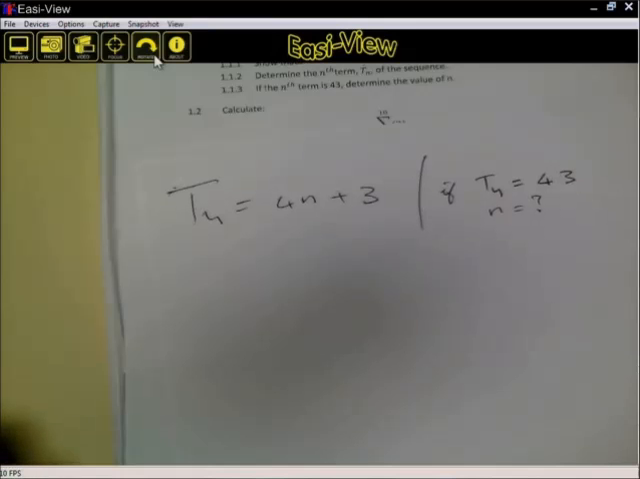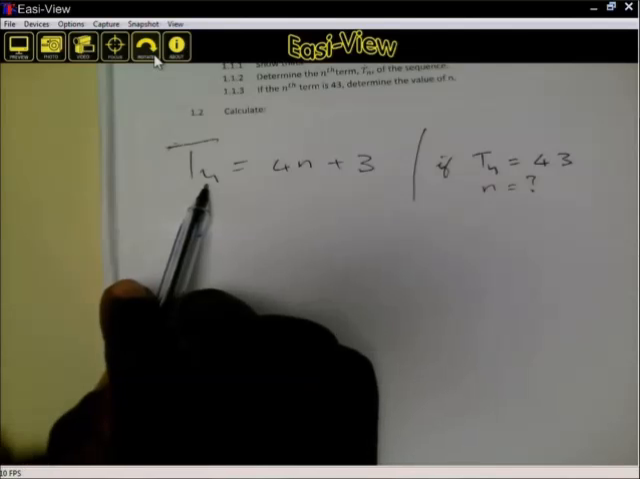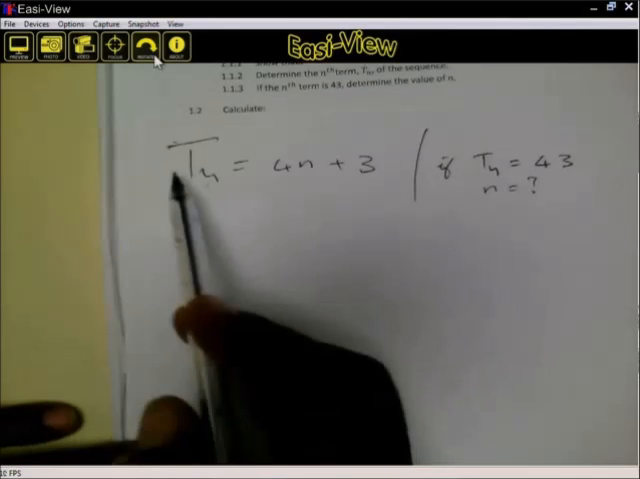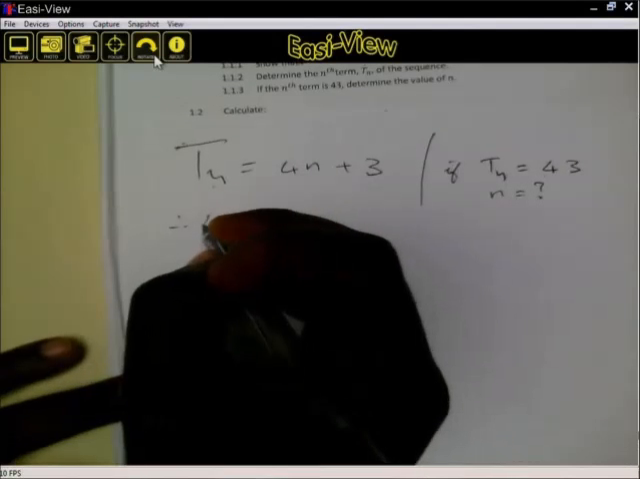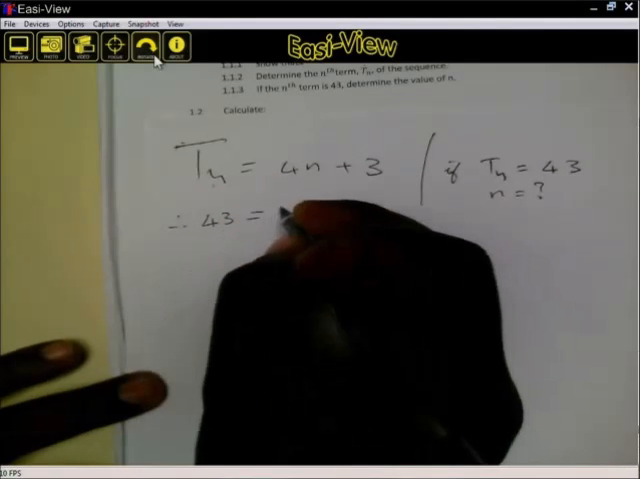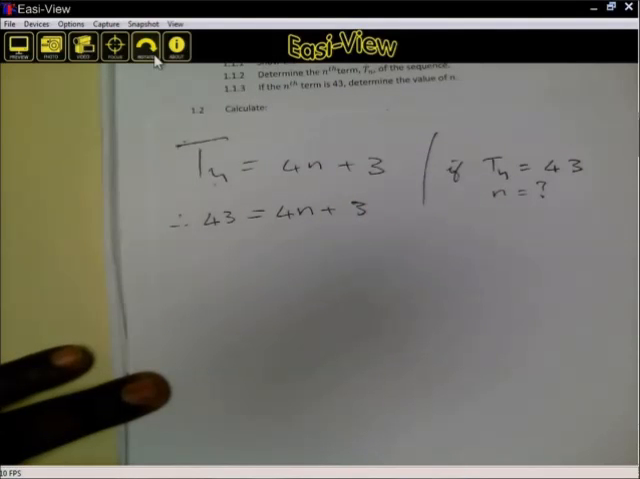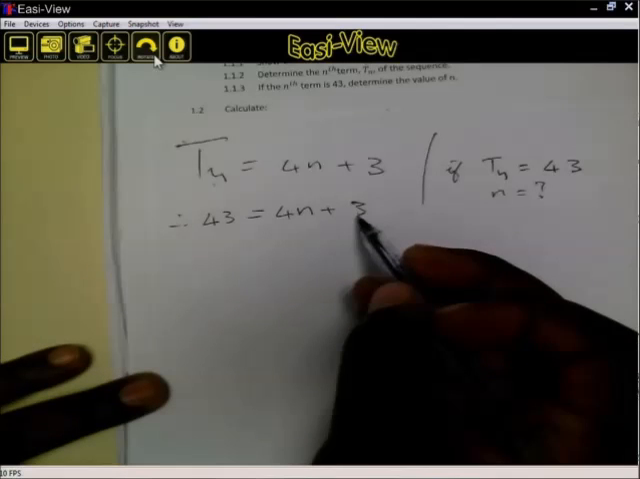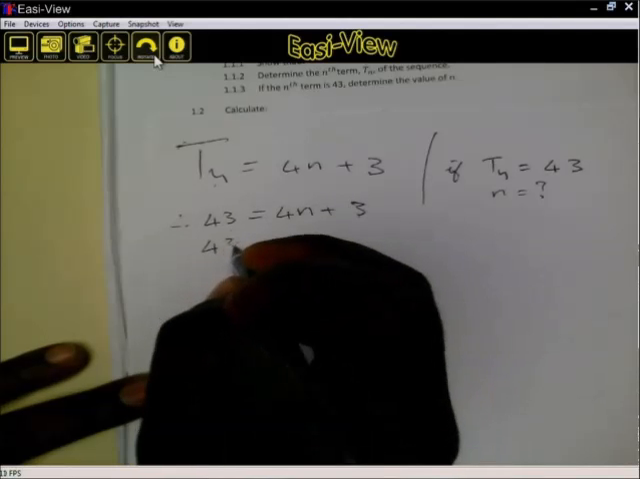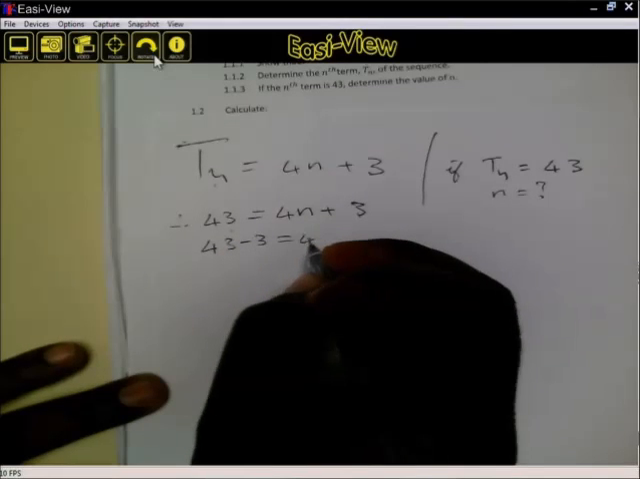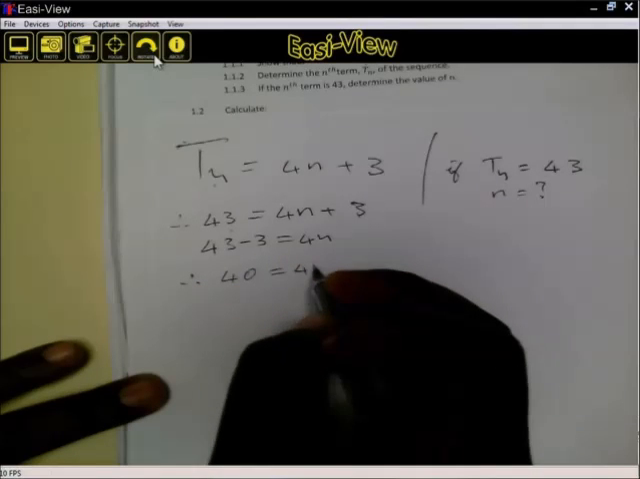So what this means is, from the general term that we found from the previous question, where we see Tn, we are going to write 43, which means we are going to have 43 equals 4n plus 3, like this. And then from there we solve for n. We take 3 to the left hand side and it becomes negative, so we are going to have 43 minus 3, which is equal to 4n, which therefore means 40 will be equal to 4n.